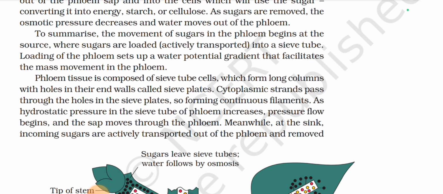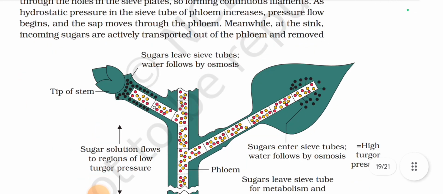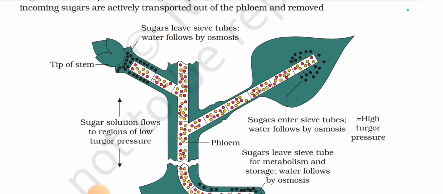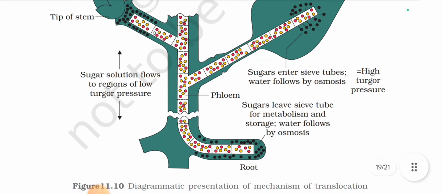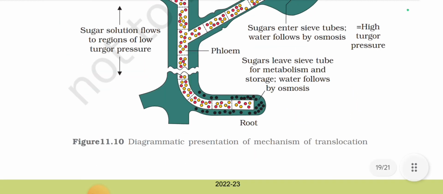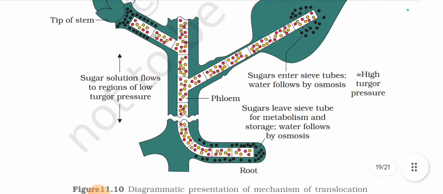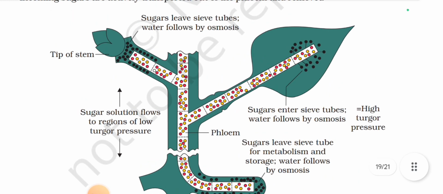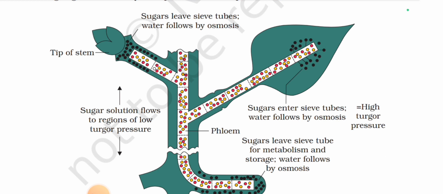Let me first show here that sugars leave sieve tubes, water flows by osmosis, tip of stem. So below is the diagrammatic representation of mechanism of translocation. Sugars leave sieve tubes, okay. From the sieve tube the sugar, sucrose, leaves. Water flows by osmosis through the tip of stem. After that, the sugar came from here.